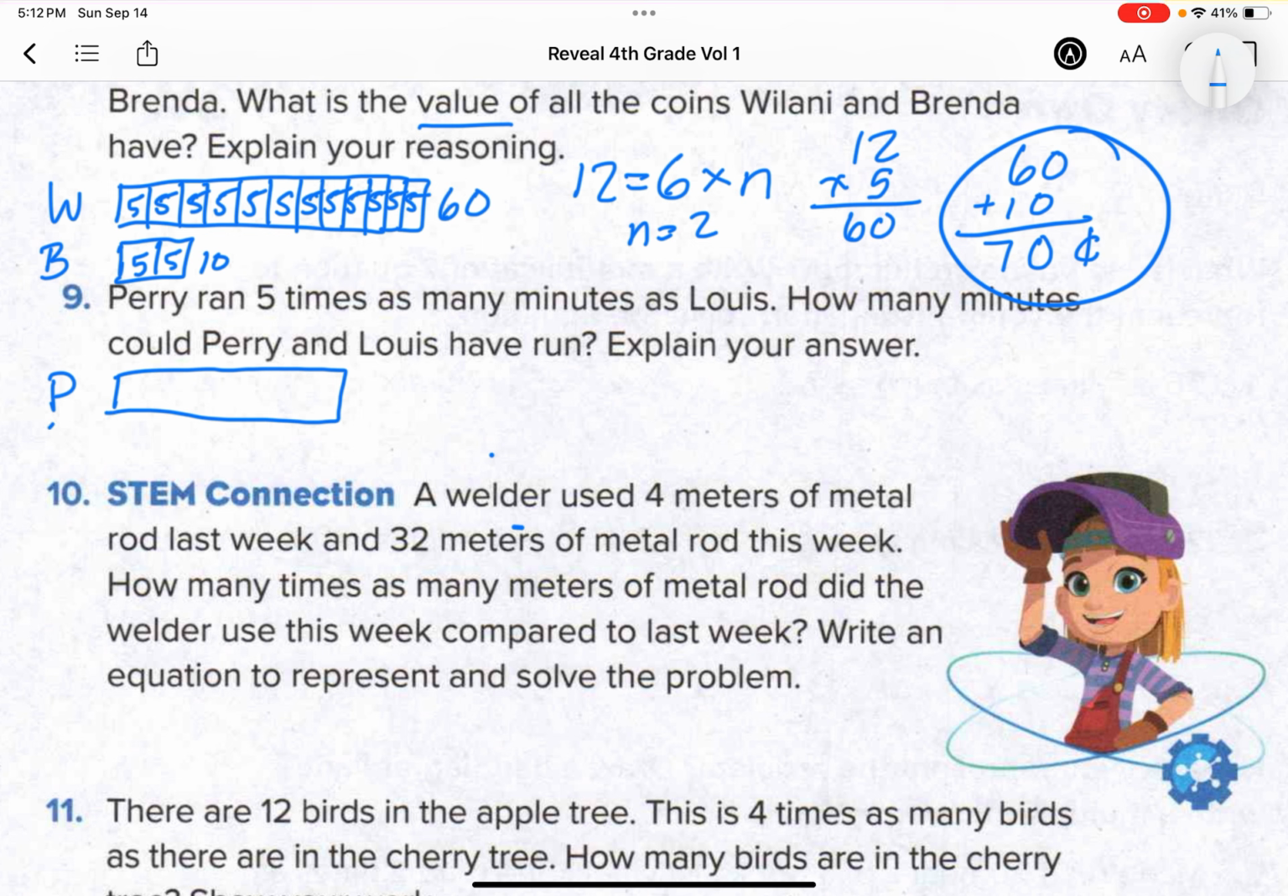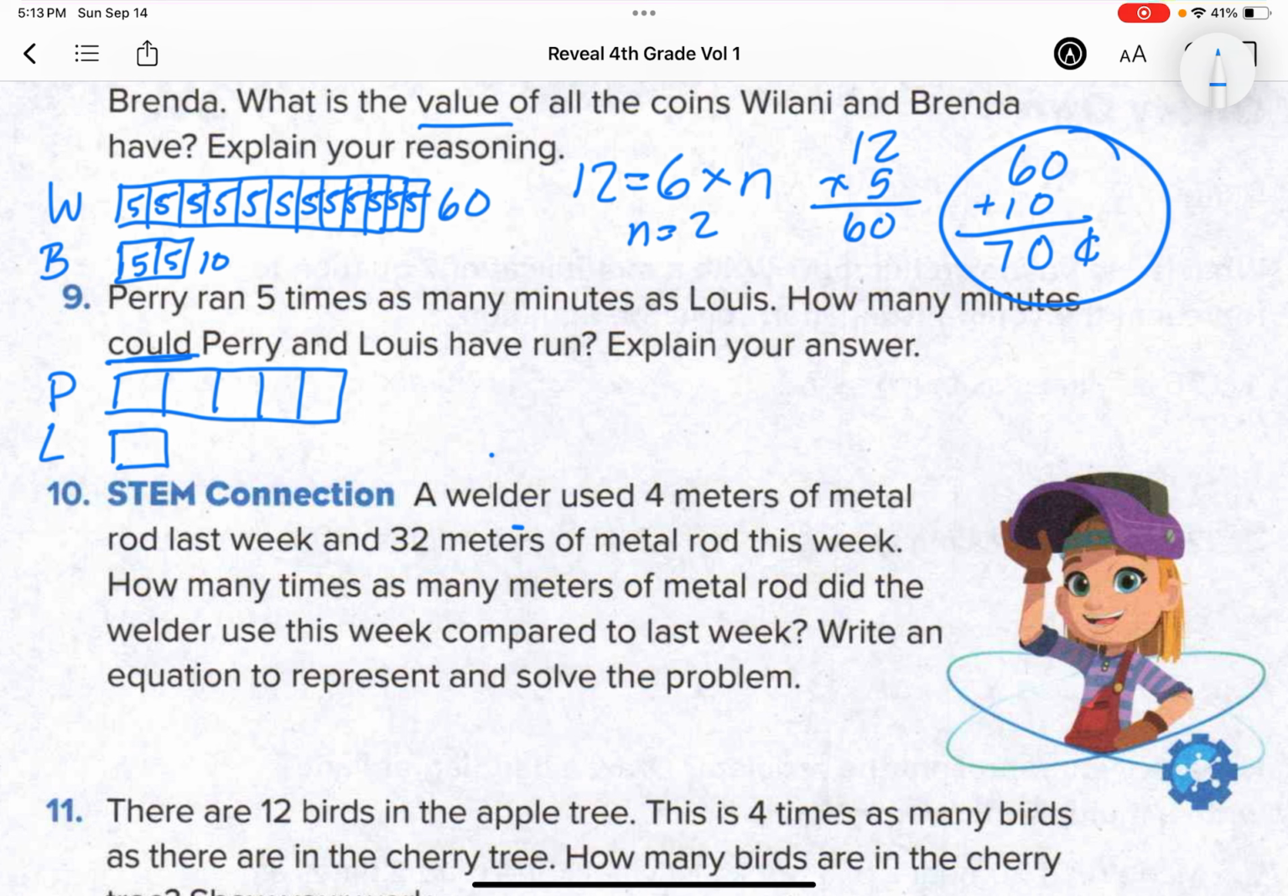So we have Perry and our other person. And Perry has 5 times as many. 1, 2, 3, 4, and 5. We don't know how many he has, but we do know Perry has 5 times as many. Now here's our tricky part. It says how many minutes could Perry have run? That means there's more than one answer.